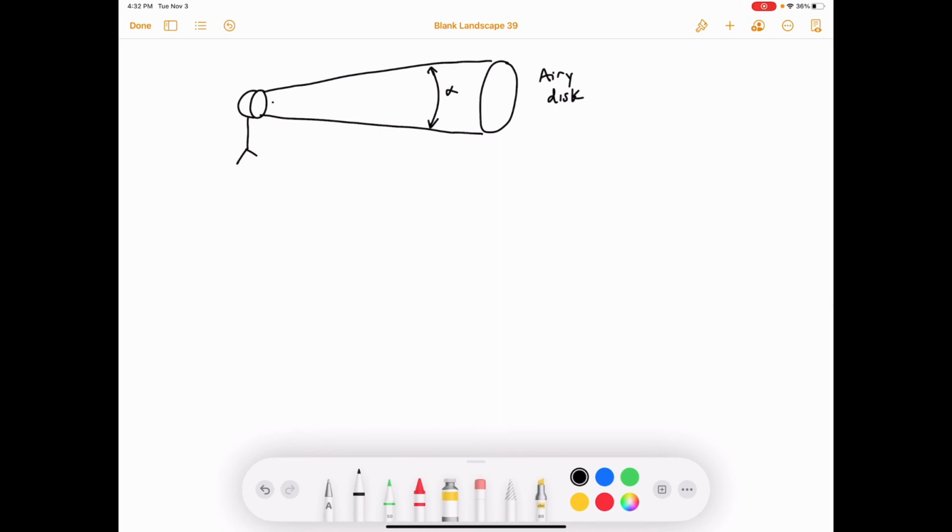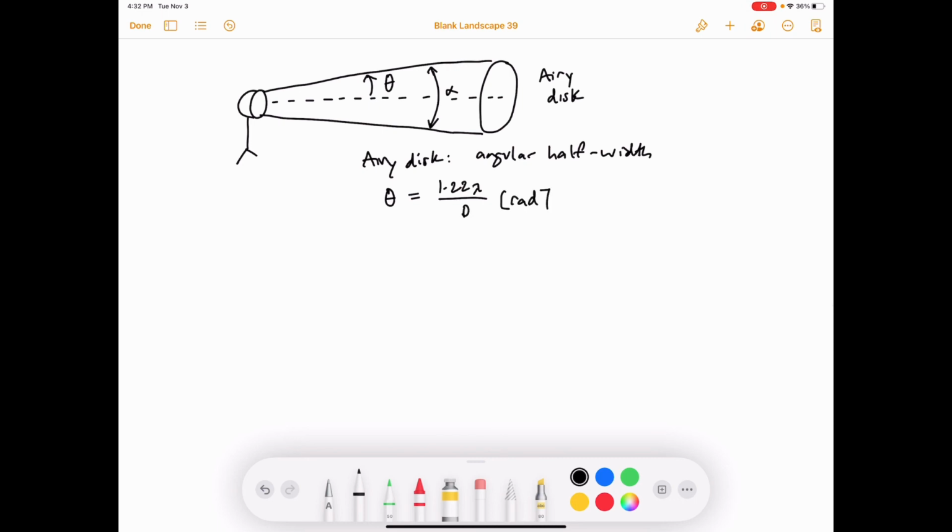So if we take half of that angle, in other words, we go from the center of the disk out to the edge, that's theta. And what we saw earlier is that theta for the Airy disk, that's what we call the angular half width, because we're going from the center out to the edge, so it's half of the full width. That's equal to 1.22 lambda over d. And remember, if we calculate it this way, it comes out in radians.